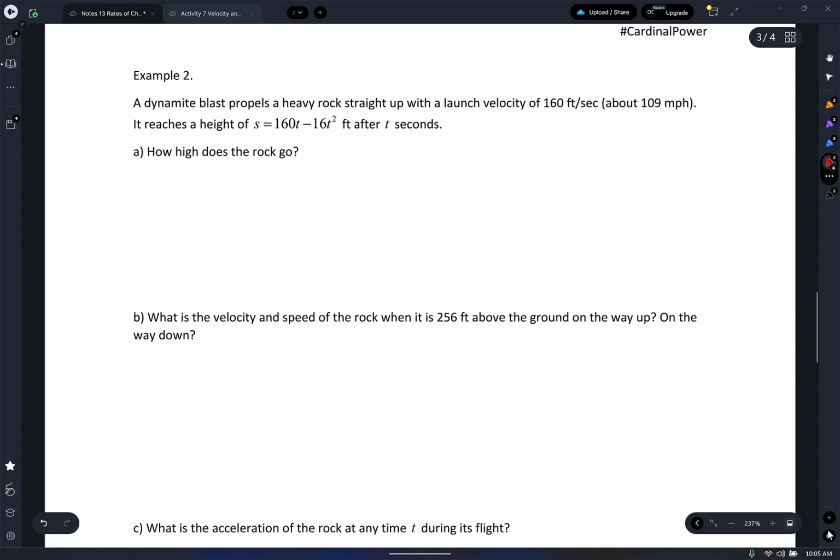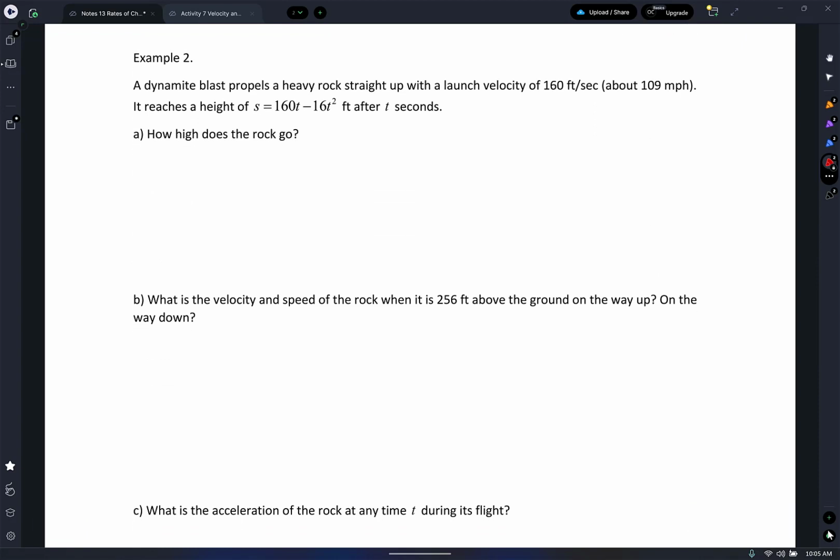Example 2. A dynamite blast propels a heavy rock straight up with a launch velocity of 160 feet per second. It reaches a height of s equals 160t minus 16t squared feet after t seconds. Before I continue, this equation did not come out of nowhere. Do you remember from physics, it might have been shown like this: change in x equals initial velocity times time plus 1/2 a t squared? Do you remember that?